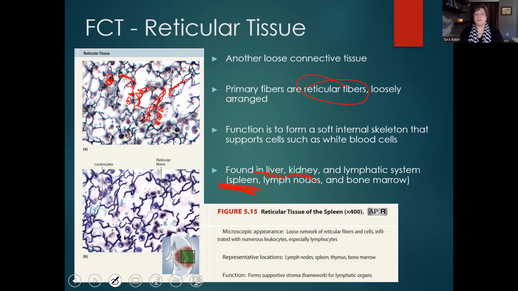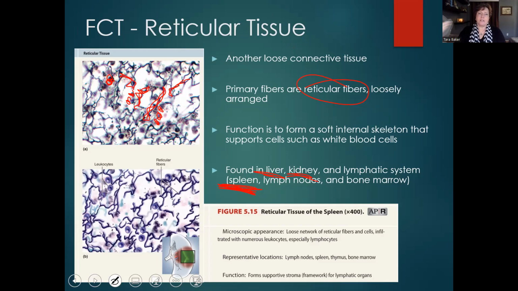And what the reticular tissues do is that they make up this spongy network that has all these individual spaces for connections to hold mostly white blood cells. So we can hold our cells inside the organ and keep it protected. And it just gives an internal skeleton, an internal framework to specific organs. So we're going to find them in specific organs like the spleen, which is what the picture is here.